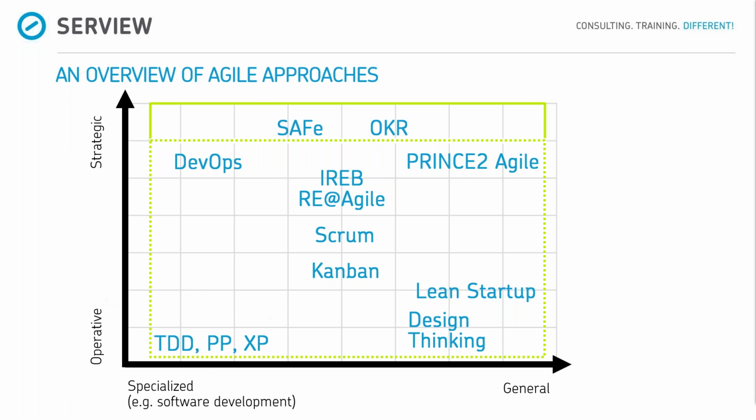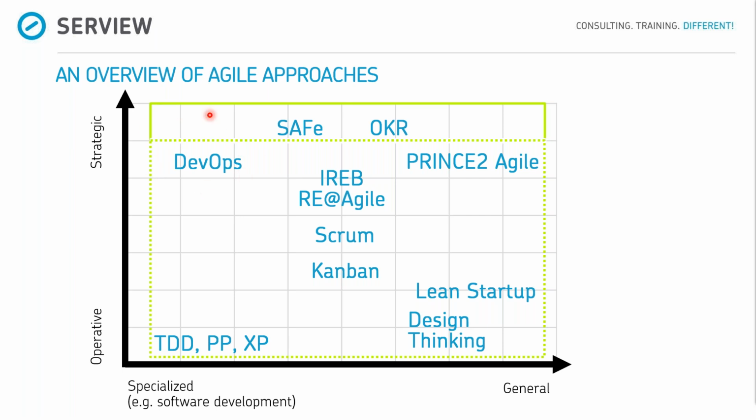Let's start here in this left corner. TDD, PP, XP, so it's called test-driven development, pair programming, extreme programming, are innovative ways to programming software. So you'll find these Agile approaches in the operative field and in a software development context. On the right side, we see lean startup and design thinking. These are frameworks you use in the operative field and which are not specialized for any vertical. I will tell you more about these two frameworks in the next slides.